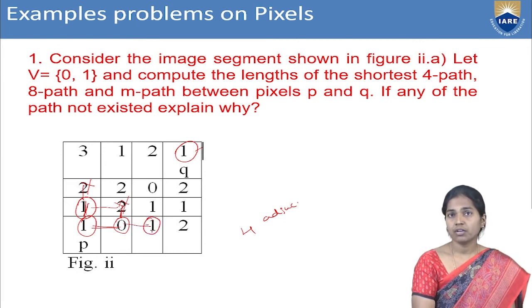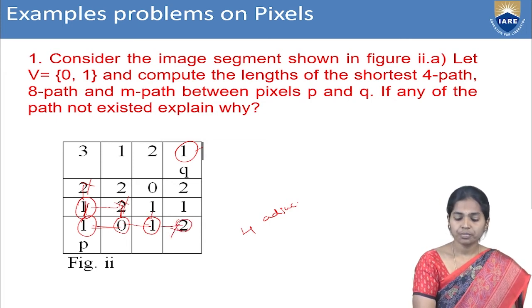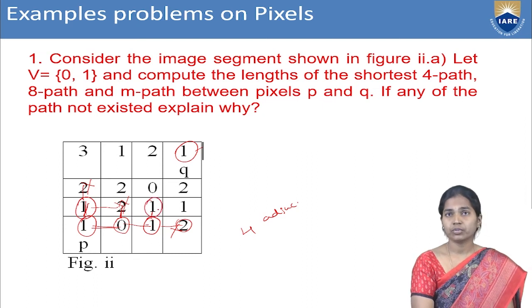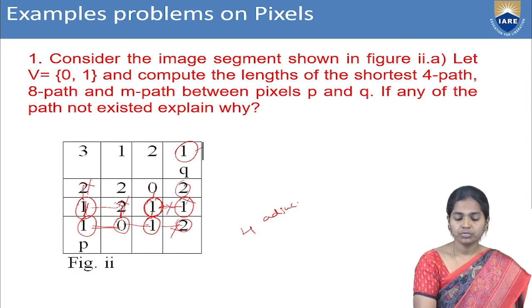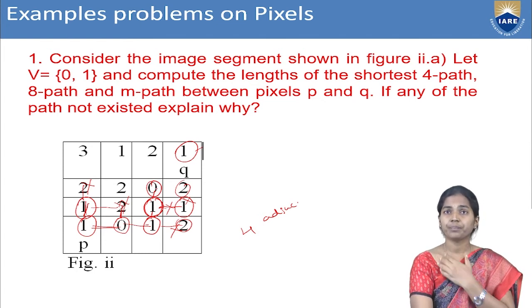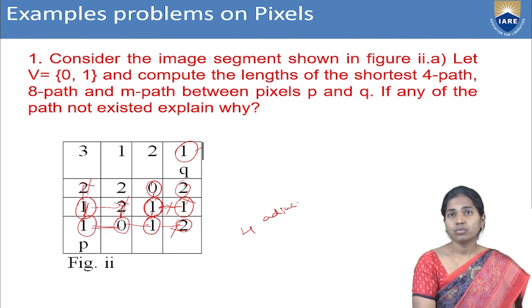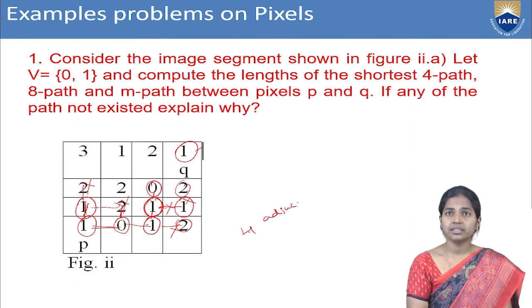So from this pixel, how many possibilities? This side is 2, so this path is not possible. And on the top side, it is 1. So up to here, it is okay. From this pointer, there is the right side and the top side. If we choose the right side, is there any possibility? Here it is 2, so this path is not possible. From this 1 to 0, is there a possibility? There is no possibility. In this case, 4-adjacency does not exist.